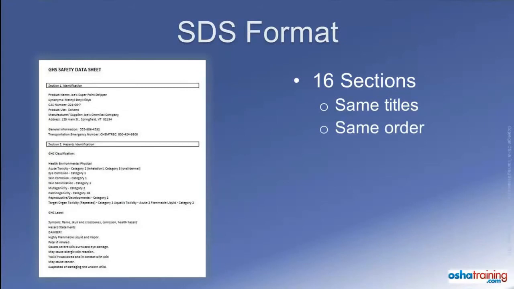Now let's take a look at the information that must appear on GHS compliant safety data sheets, starting with Section 1.